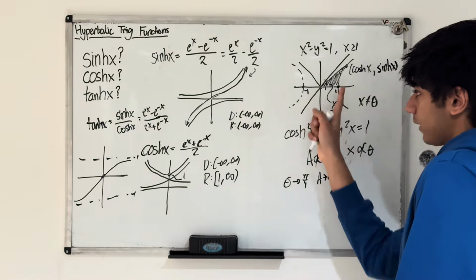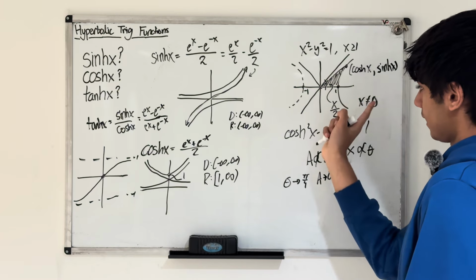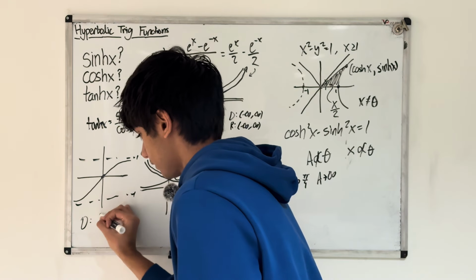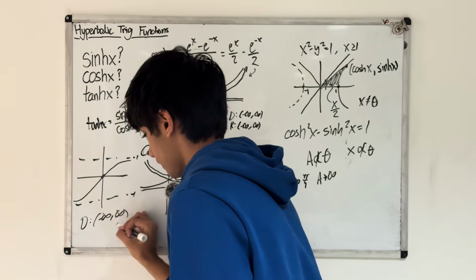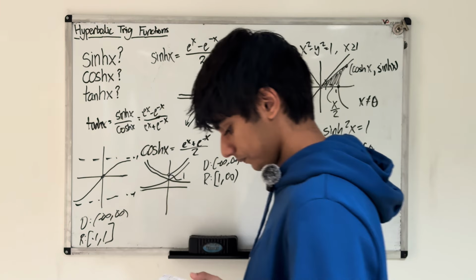And again, the reason why is because we're going to have from negative 1 to 1, and there's going to be an infinite amount of slopes in between and inputs in between as well. So our domain is negative infinity to infinity, and our range is negative 1 to 1 inclusive. And that's all of the hyperbolic trig functions.